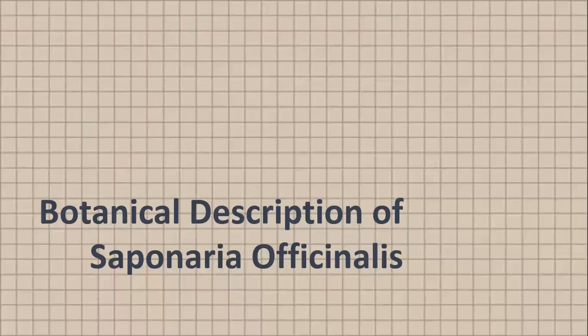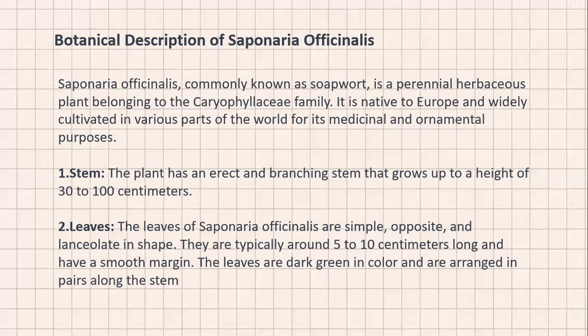Let's have a look at the botanical description of Saponaria officinalis. Saponaria officinalis, which is commonly known as soapwort, is a perennial herbaceous plant belonging to the Caryophyllaceae family. It is native to Europe and widely cultivated in various parts of the world for its medicinal and ornamental purposes. Parts of the plant: stem.